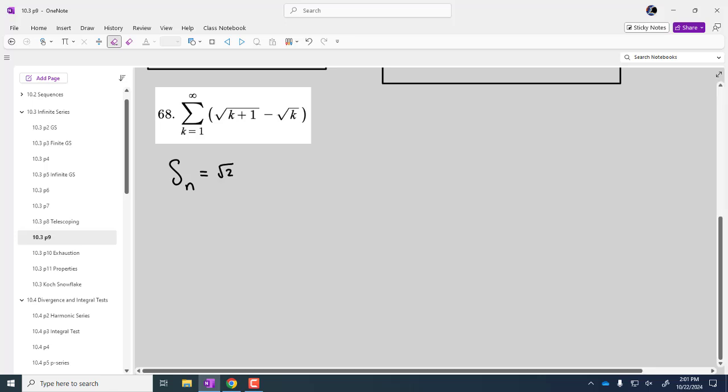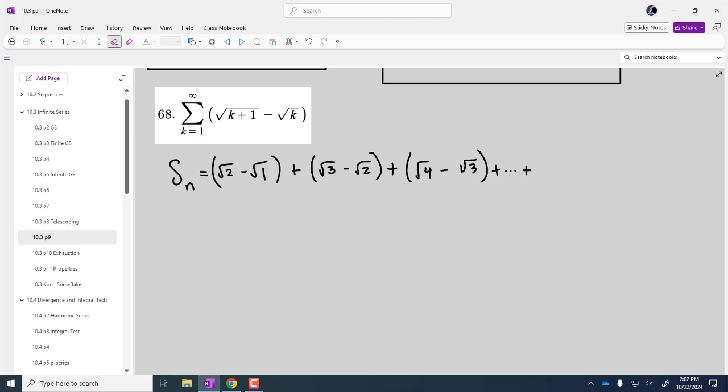So here we plug in our 1 first, and we're going to get the square root of 2 minus the square root of 1. So that's the first term. The second term, we plug in k equals 2, and we will have this. The third term, and yes, you can simplify these square roots, but let's not. We can keep track of what's happening more easily if we don't. So we always need the first 3 terms, and then we are going to need the last 2.